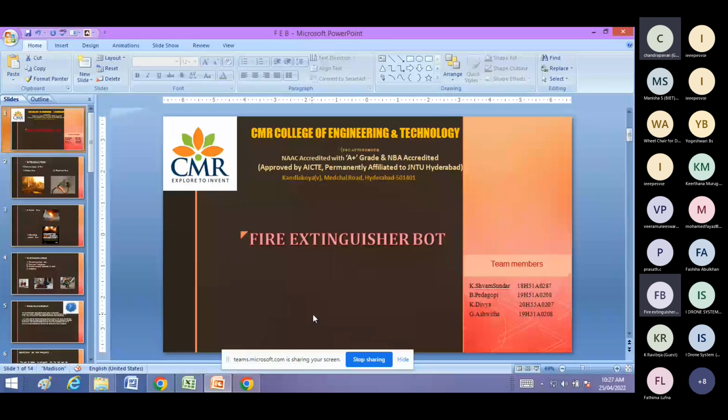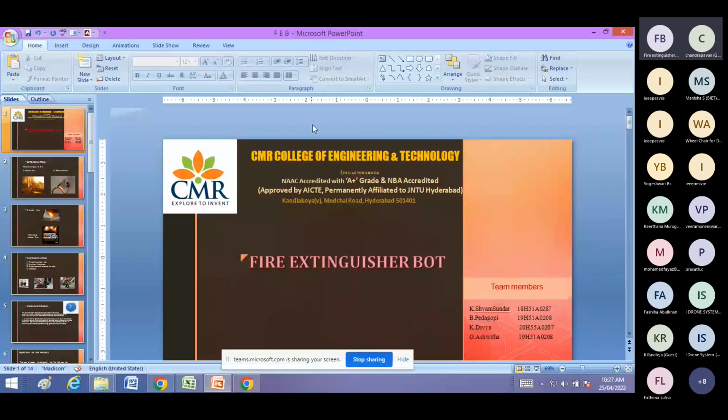Good morning, one and all. My name is Gopi, and our project is Fire Extinguisher Bot. We are from CMR College of Engineering and Technology, and our team members are Shyam Sundar, Divya, and Ashwita.